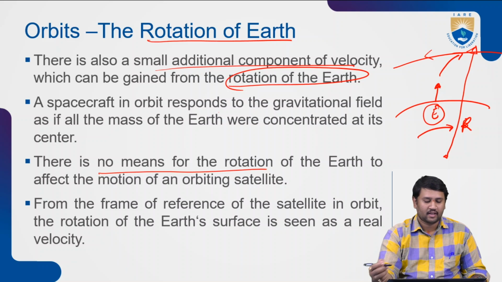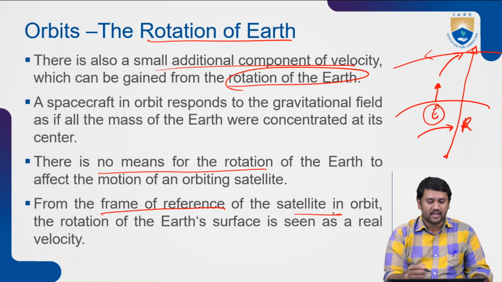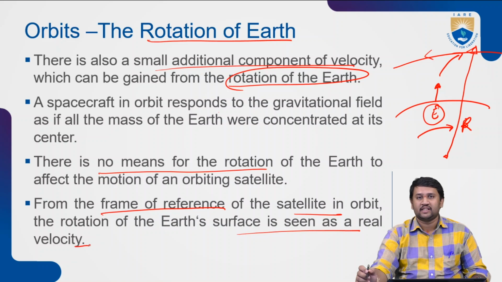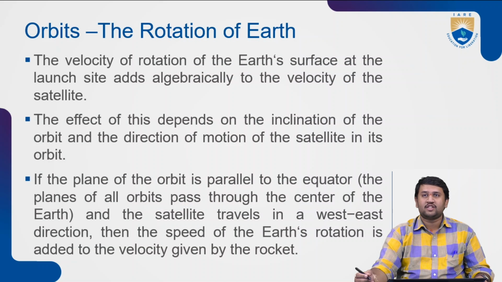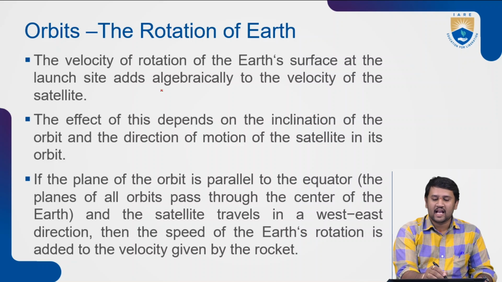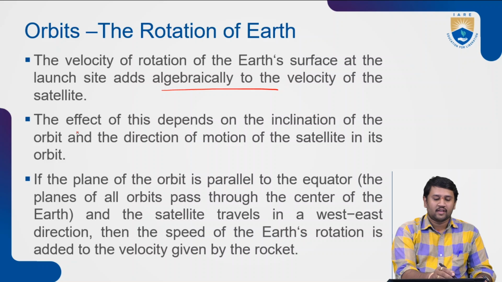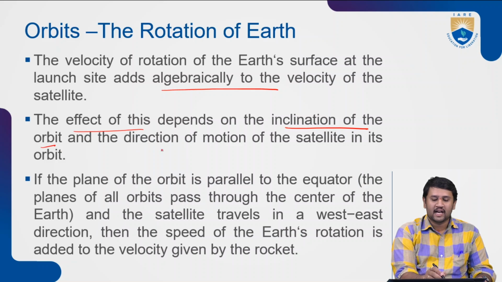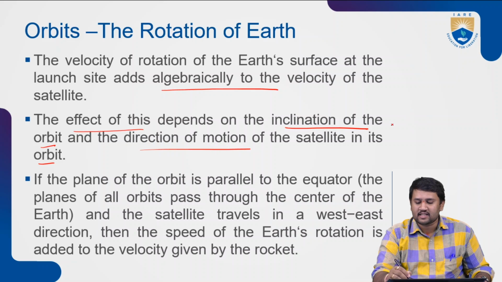of the Earth. Now, from the frame of reference of the satellite which is in orbit, the rotation of Earth's surface is seen as a real velocity, the velocity at which it is moving. The velocity of Earth's surface at the launch site, any launch site, adds algebraically to the velocity of the satellite. The effect depends on the inclination of the orbit and the direction of motion of the satellite in its orbit. Let us discuss this.